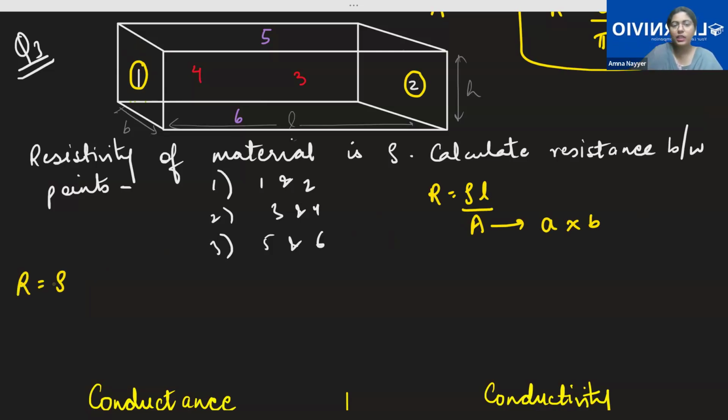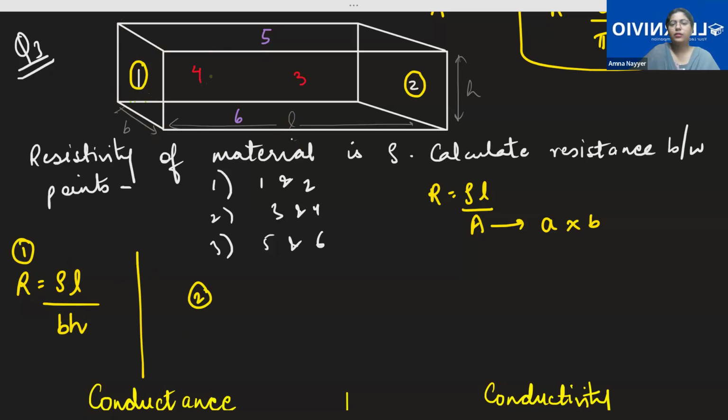For the length you take the separation between 1 and 2, given as L, divided by the area. Now the area of one side: this is the breadth, this is the height. So that is B into H. Rho L by BH. This is how we write the first part. Let's see the second part.